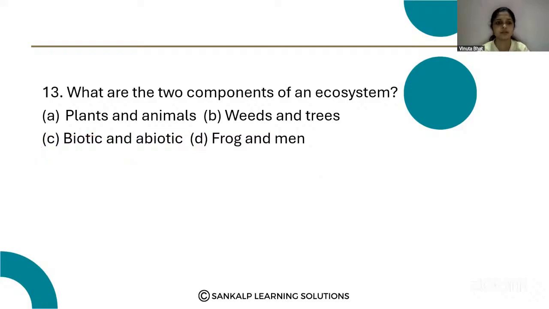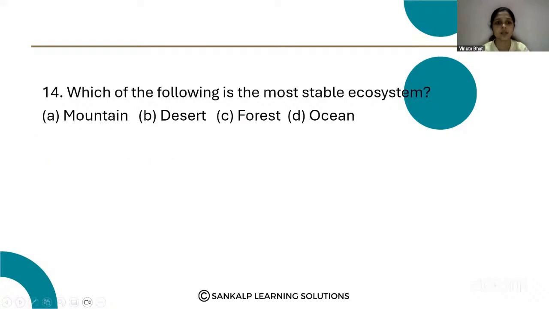Question number 14. Which of the following is the most stable ecosystem? Option A, mountain. Option B, desert. Option C, forest. Option D, ocean. Which of the following is the most stable ecosystem? Mountain is not stable, it may undergo changes. Desert ecosystem is also not very stable. Forest ecosystem is also not very stable.